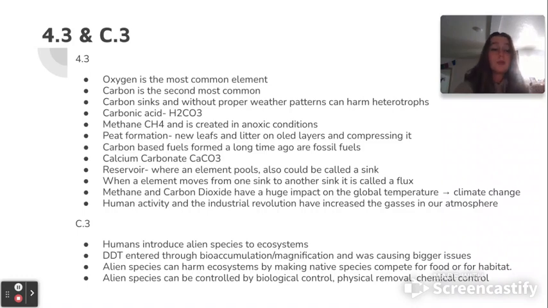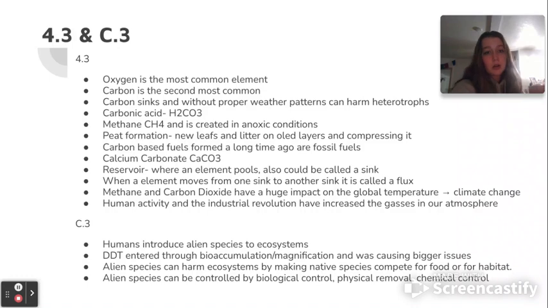Peat, you would find in a lot of different kinds of biomes. It's new leaves and litter on old layers, and it compresses down, and that creates peat, and over time, there can be a lot of peat created. Carbon-based fuels were formed a long time ago, and they're what we know as fossil fuels. They fuel a lot of our life.